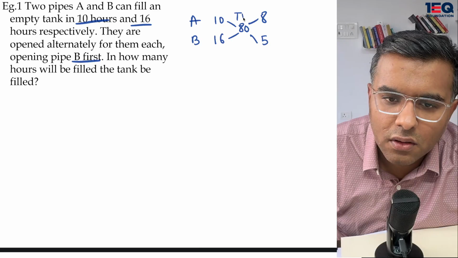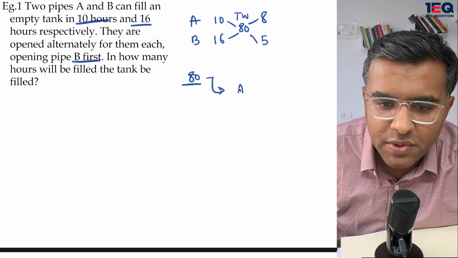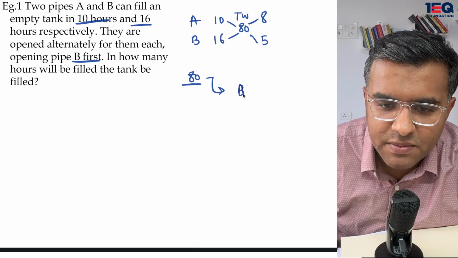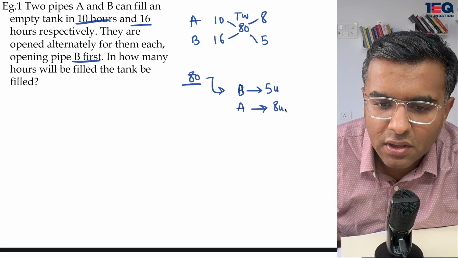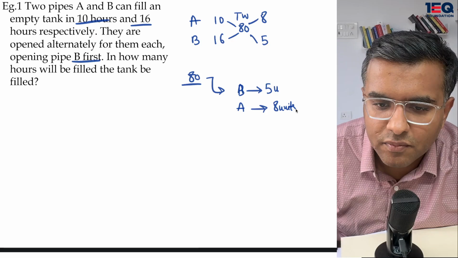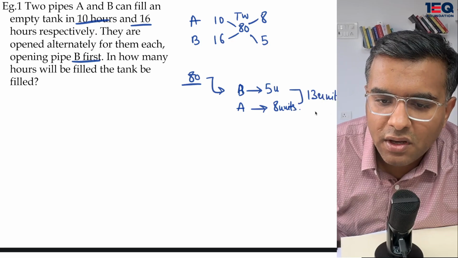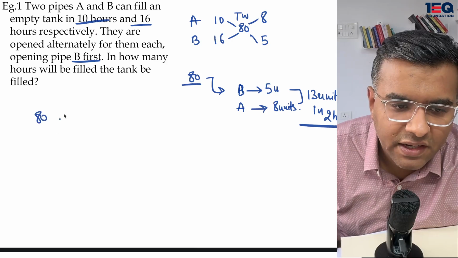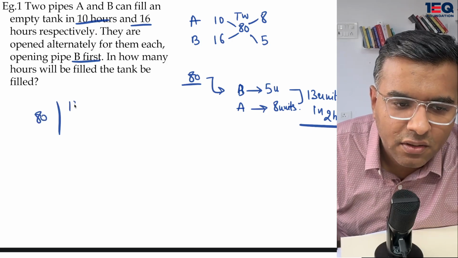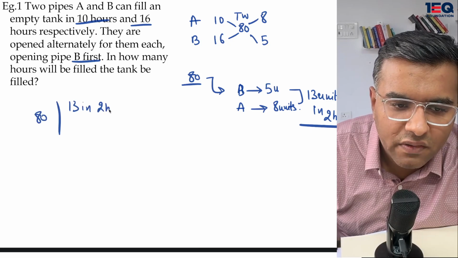Now, if I start with B, then in the first hour I'm doing 5 units of work. Then in the next hour, A is working and he is doing 8 units of work. So together they are doing 13 units of work in 2 hours. The total target is 80. I am doing 13 in 2 hours.